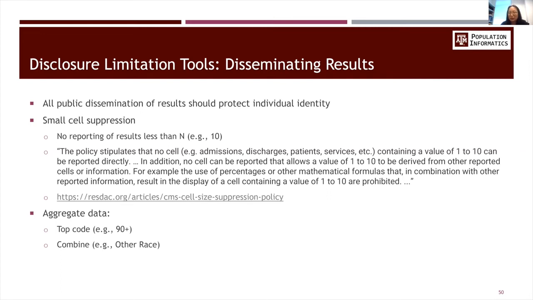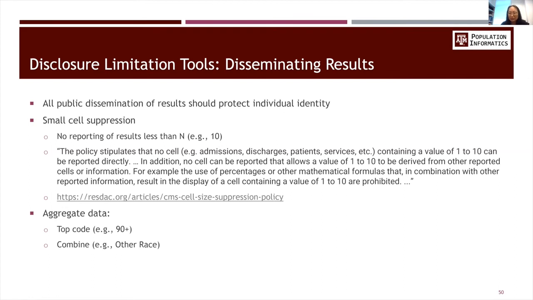And if the cell is too small, where the too small threshold may be dependent on your context, 10 is an often accepted threshold, like the census will use that, CMS will use 10. And if your results are about things less than 10 people, then what you can do is suppress that result. Instead of giving the actual results, you may give a star.